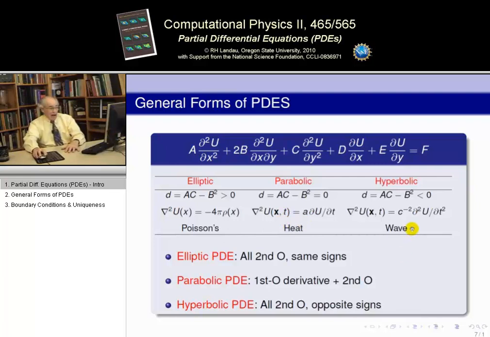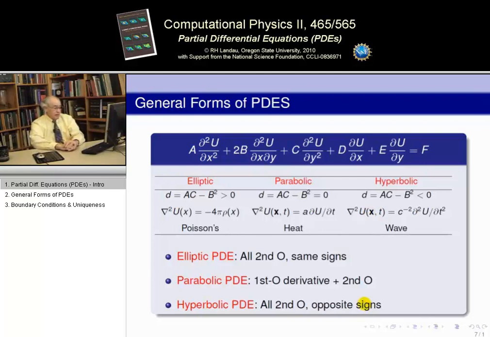And finally, there's hyperbolic, such as the wave equation. We have the space derivatives on one side, positive, and then we have the time derivative, all second order, on the other side, also positive. So if you bring the time derivative over, we'd have one set of derivatives, usually time, with opposite signs, and that's what makes this a hyperbolic differential equation.